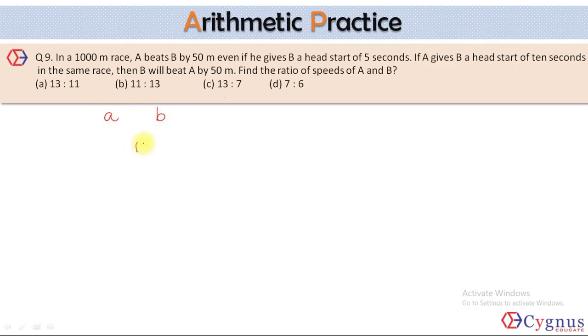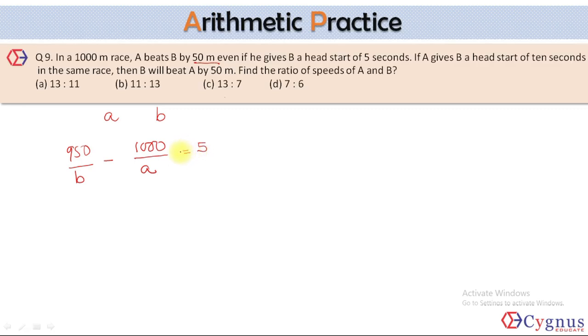Now to cover 1,000 meters, A requires how much time? Distance upon speed. And by the time A covers 1,000, B will cover 50 meters less than that. That means B is going to cover only 950 meters with the speed of B. So he must have taken this much time. But their time should not be the same because B got a head start of 5 seconds. That means the time taken by B to cover 950 meters will be 5 seconds more than the time taken by A to cover 1,000 meters. So this becomes your first equation.